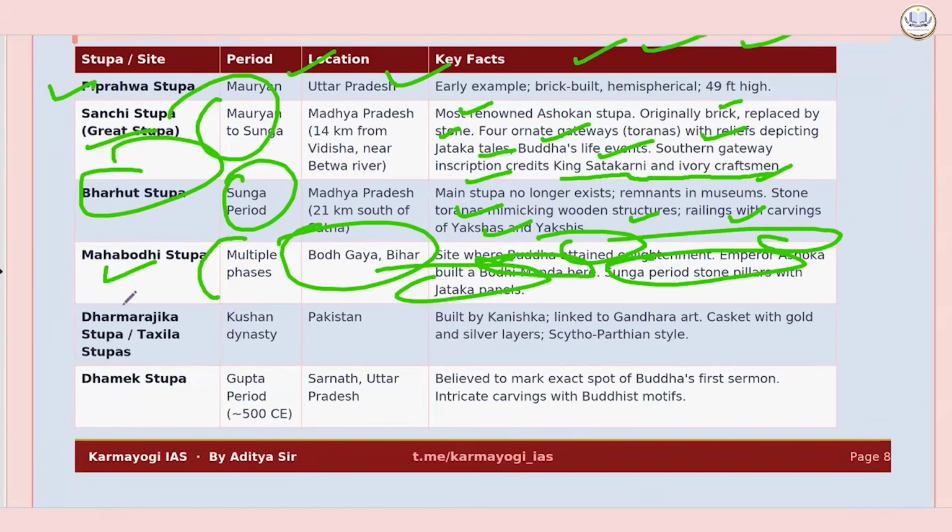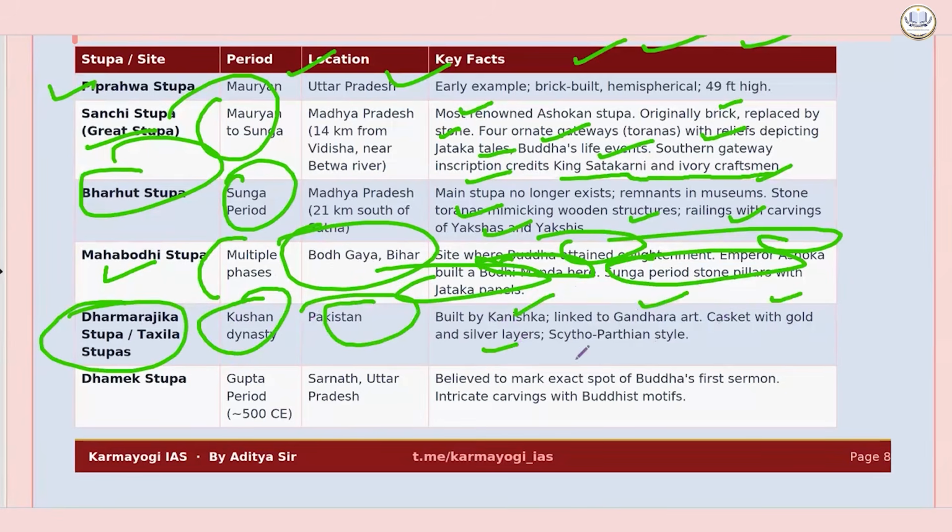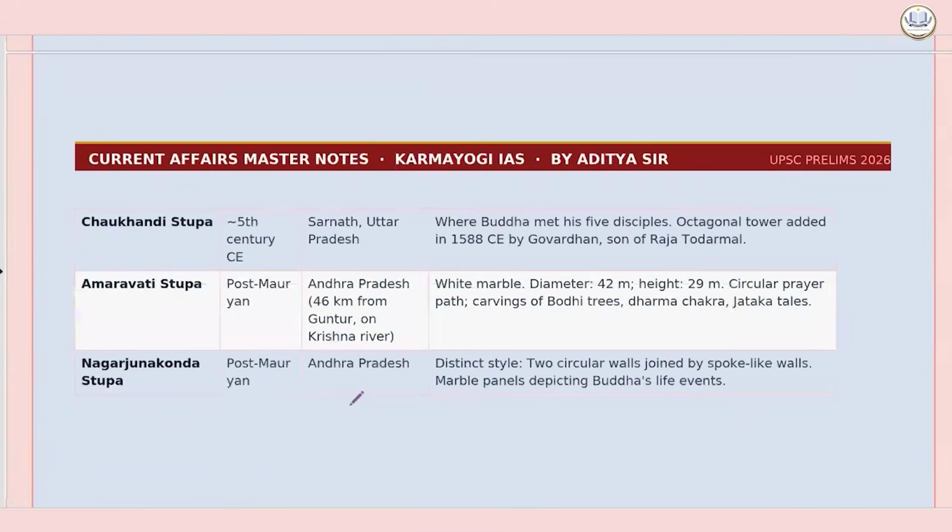Then we have Dharmarajika stupa or Takshashila stupa during the Kushana dynasty, in Pakistan now, built by Kanishka, linked to Gandhara art, casket with gold and silver layers. Scytho-Parthian style can be observed. Dhamek stupa in Sarnath, Uttar Pradesh, Gupta period, believed to mark the exact spot of Buddha's first sermon, intricate carvings with Buddhist motifs. We have Chaukhandi stupa in Sarnath, Uttar Pradesh, 5th century CE, where Buddha met his 5 disciples, octagonal tower added in 1588 CE by Govardhan, son of Raja Todar Mal.